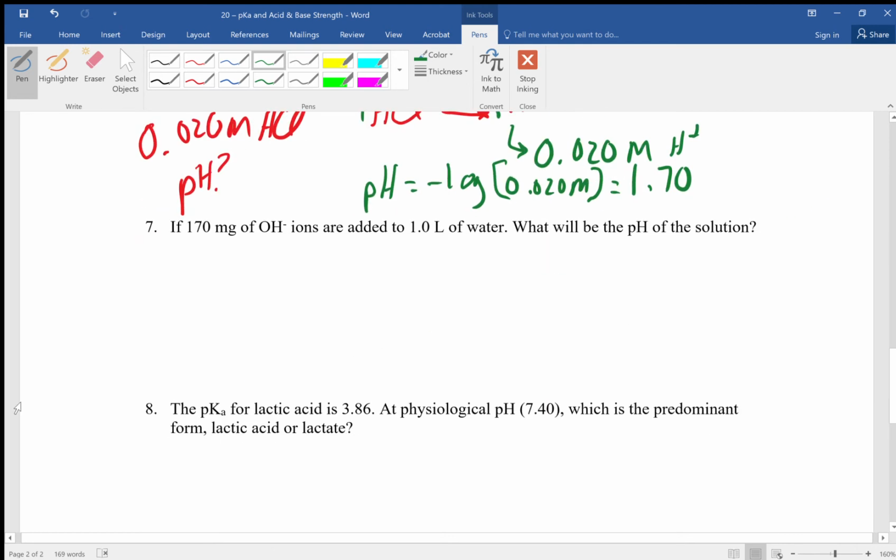All right, question 7, we have an amount of hydroxide, and we're adding it to water, and we want to know what the pH is. So if you think about this, this is a very, very small amount of hydroxide, 170 milligrams, dissolved in a liter of water. Let's see what that does though.